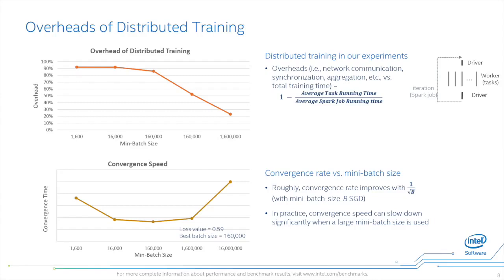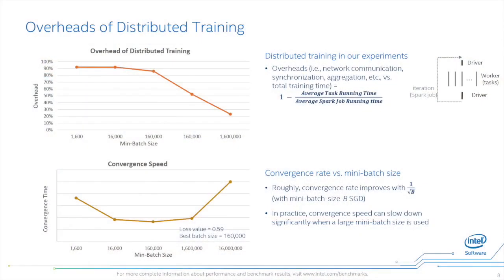As you can see here, this is the mini-batch size across all the workers. If you have a smaller mini-batch size, most of the time is spent on the driver, the network, the synchronization, and so on. The computation time spent on the task, which scans through the data and computes the local gradient, is actually very small. On the other hand, you cannot solve the problem by just using a very large batch size, because in practice the convergence speed, the time it takes to converge to a particular error rate or loss value, slows down significantly when you have a very large mini-batch size. In this particular example, to converge to a loss value of 0.59, you need to use a mini-batch size of about 160K.